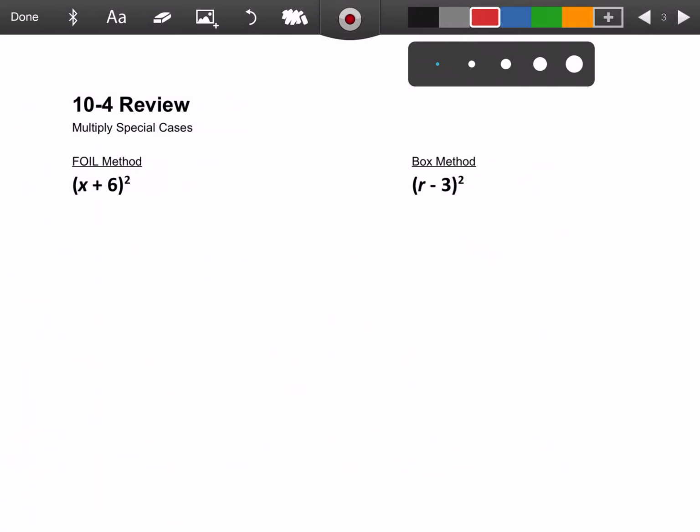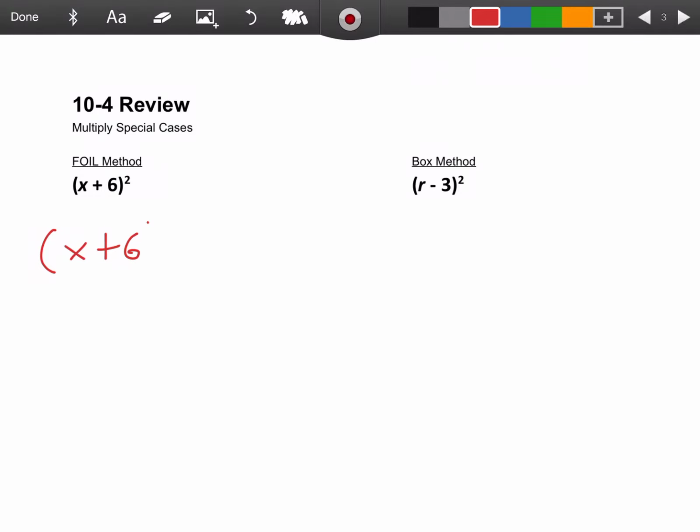Okay, so a couple more examples of multiplying binomials. Just to review, both these answers we would call quadratic trinomials. Quadratic because the first term is squared, and trinomials because there are 3 terms with them.